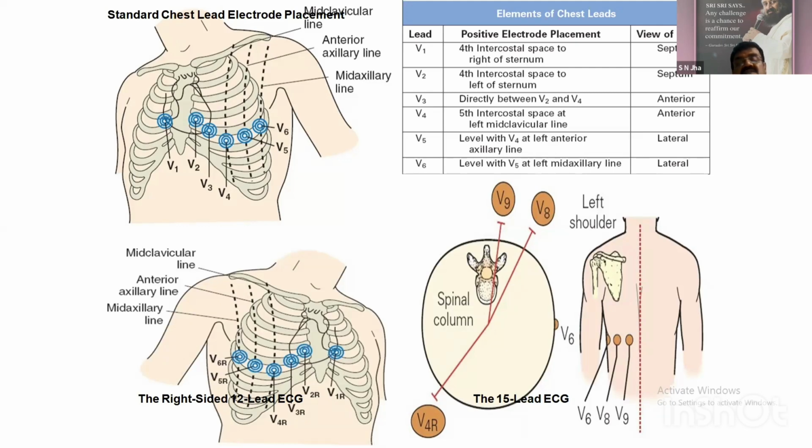And we also use posterior leads if we have to identify posterior wall MI, because if you remember the anatomy of the heart, we have the left heart, the right heart, and the posterior wall also. Sometimes posterior wall changes are difficult to get from the anterior leads, so we can place the leads on the back. We call them V7, V8, and V9.